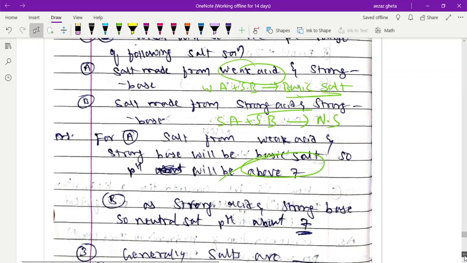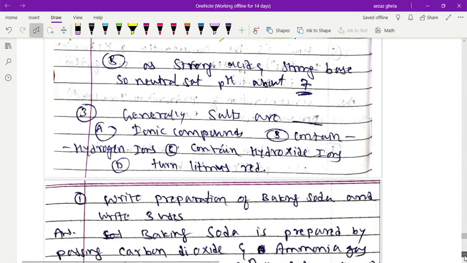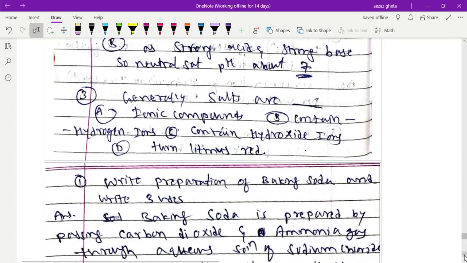Okay, it will be around 7 pH. Generally, what are salts? Salts do not contain hydrogen ions. Acids contain hydrogen. Salts do not contain hydroxide ions either, because bases contain hydroxide ions, remember. Acid turns litmus red, but it doesn't mean that a salt will always be acidic. It can be basic also, it can be neutral also.